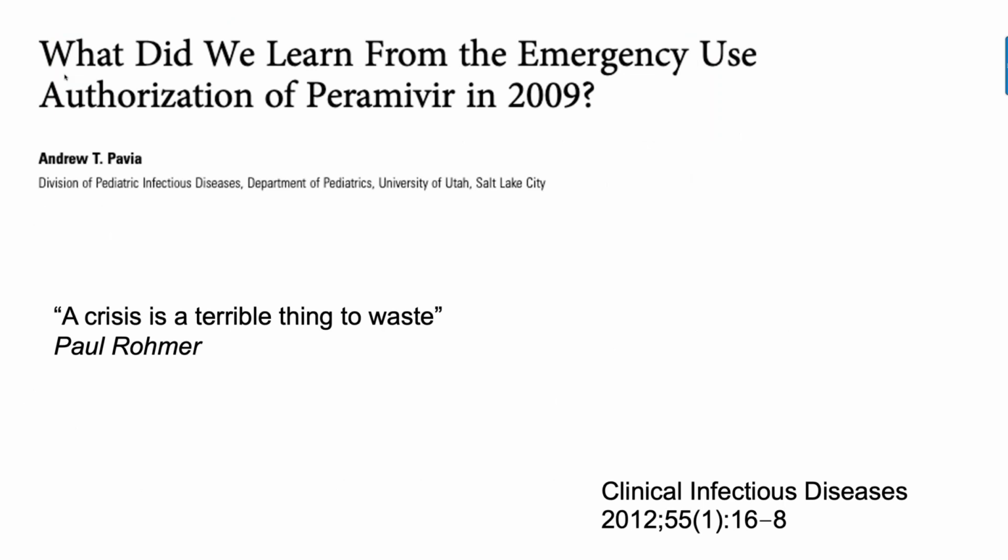I like this paper. It's again looking back at H1N1 in 2009, moving on from SARS. They coined the phrase at the beginning of this review, a crisis is a terrible thing to waste. In this study, they reflected on the use of peramivir, which is a neuraminidase inhibitor like oseltamivir, but given parenterally. And there was an emergency release under the EUA from the Federal Food and Drug Administration of the US, which allowed access to this medication.